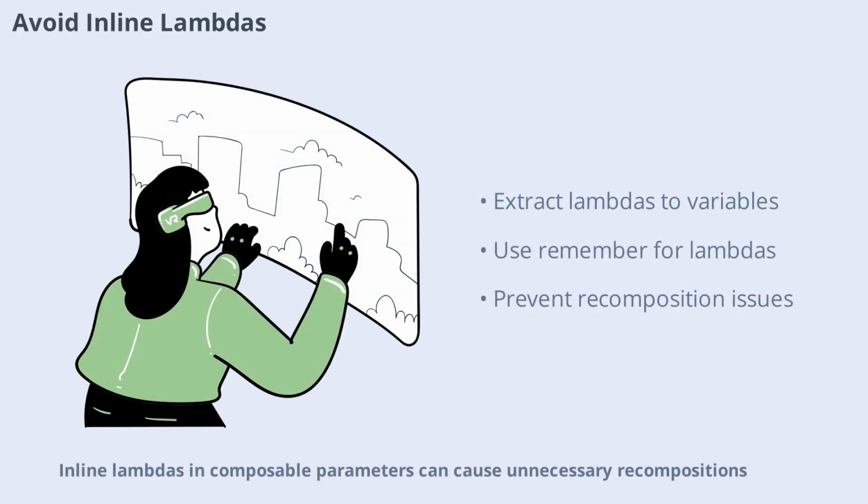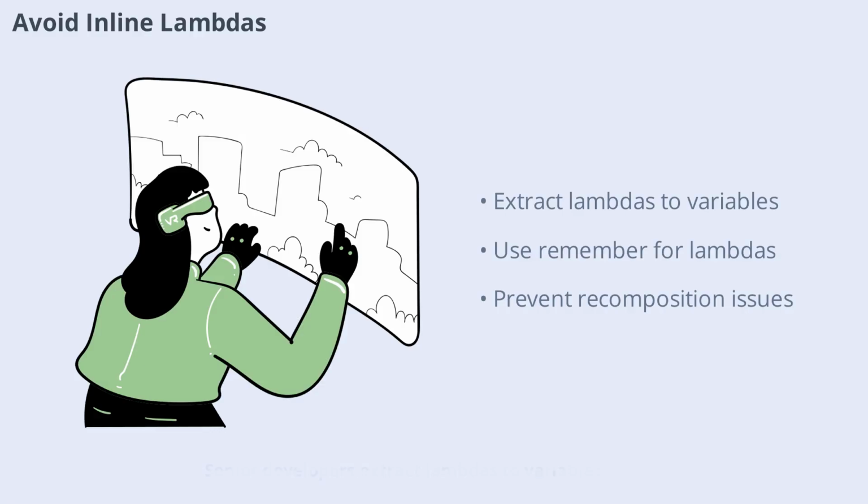Inline lambdas in composable parameters can cause unnecessary recompositions. Senior developers extract lambdas to variables or use remember to avoid this pitfall. This small change can have a big impact on performance, especially in complex UIs.